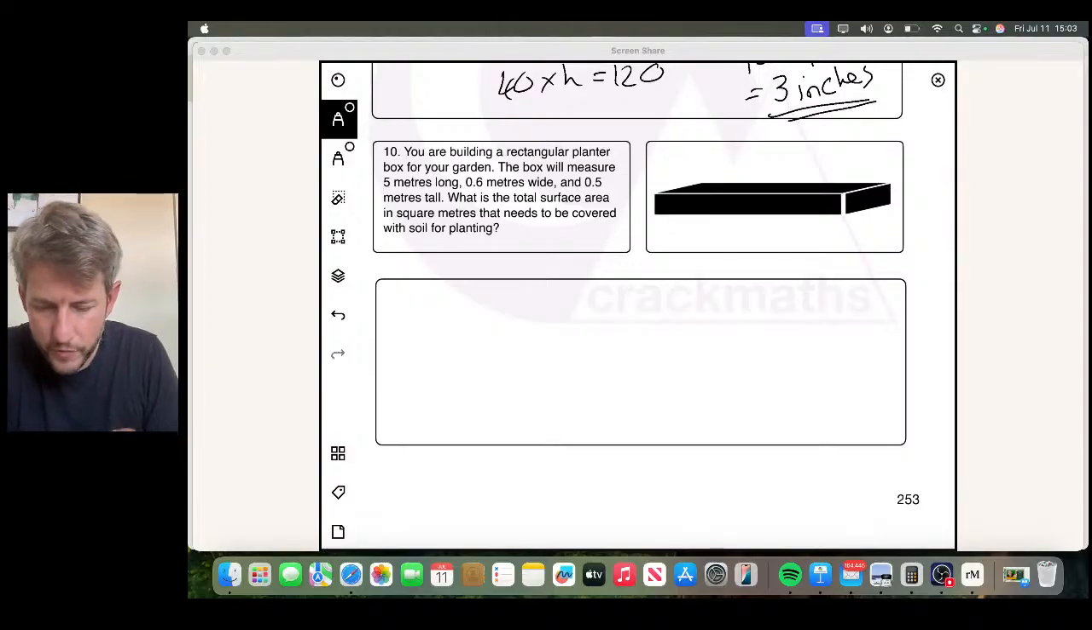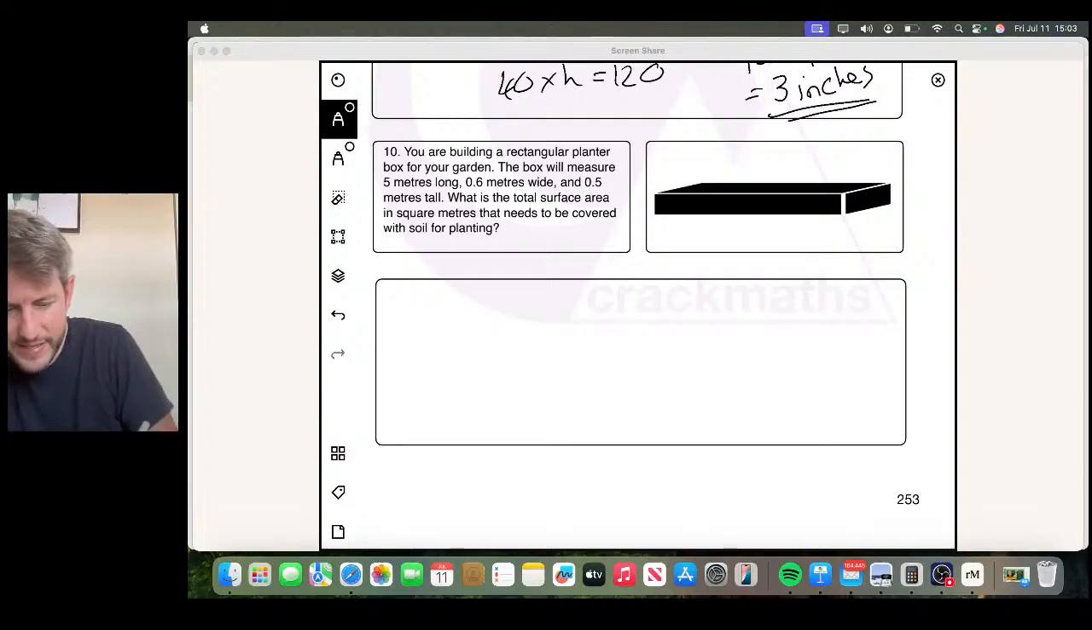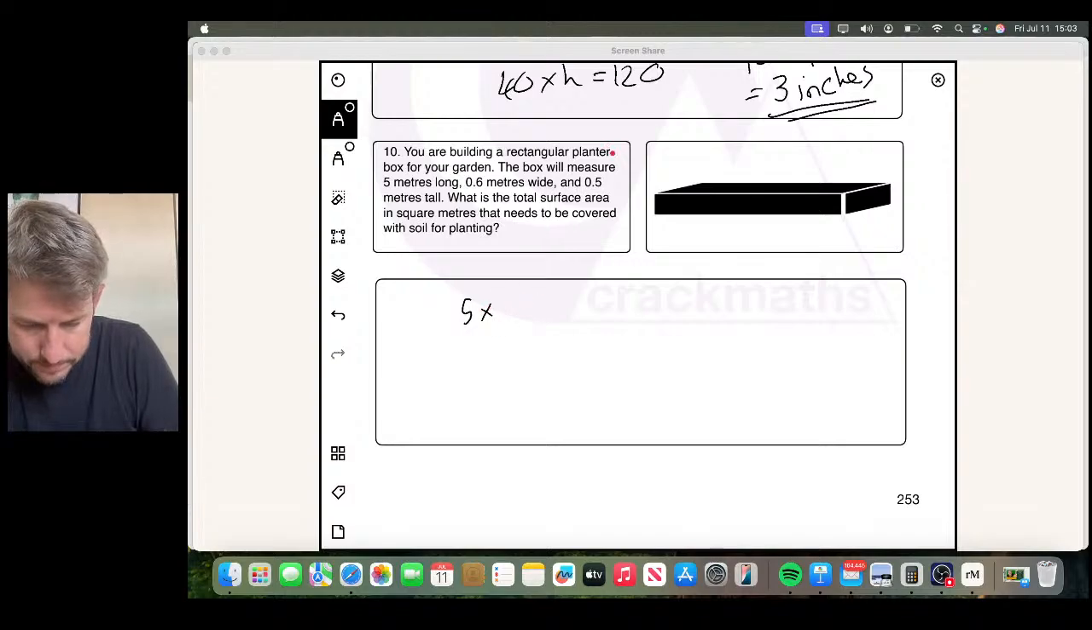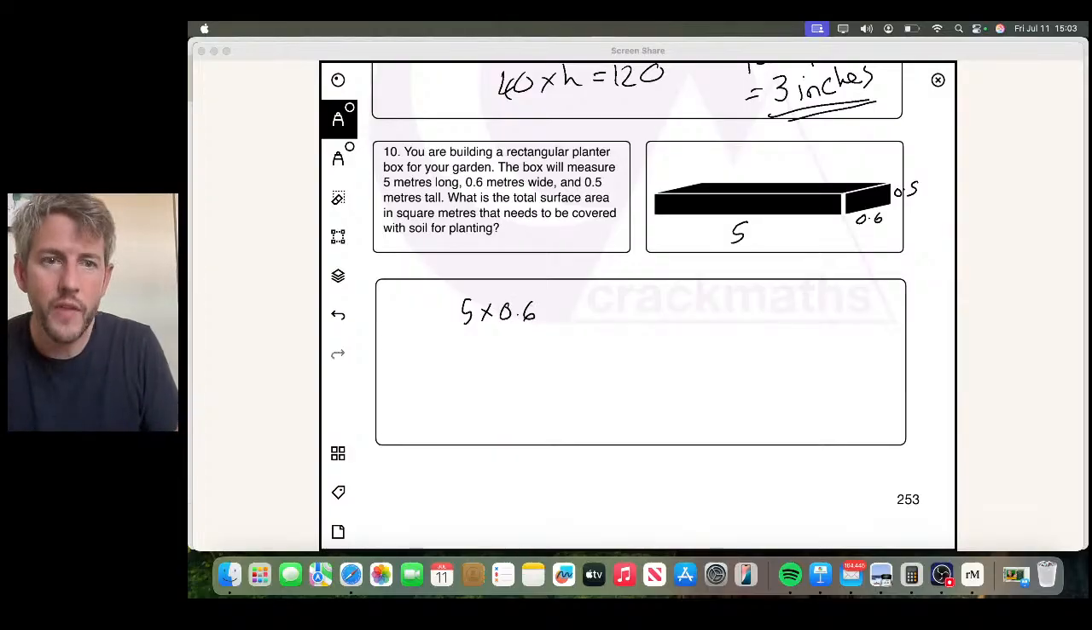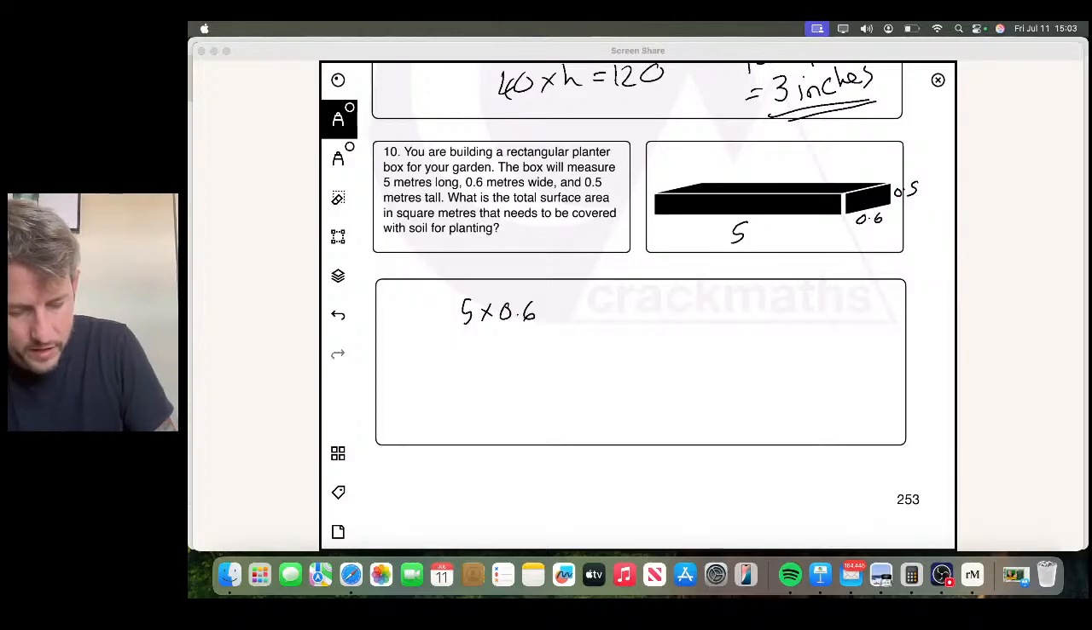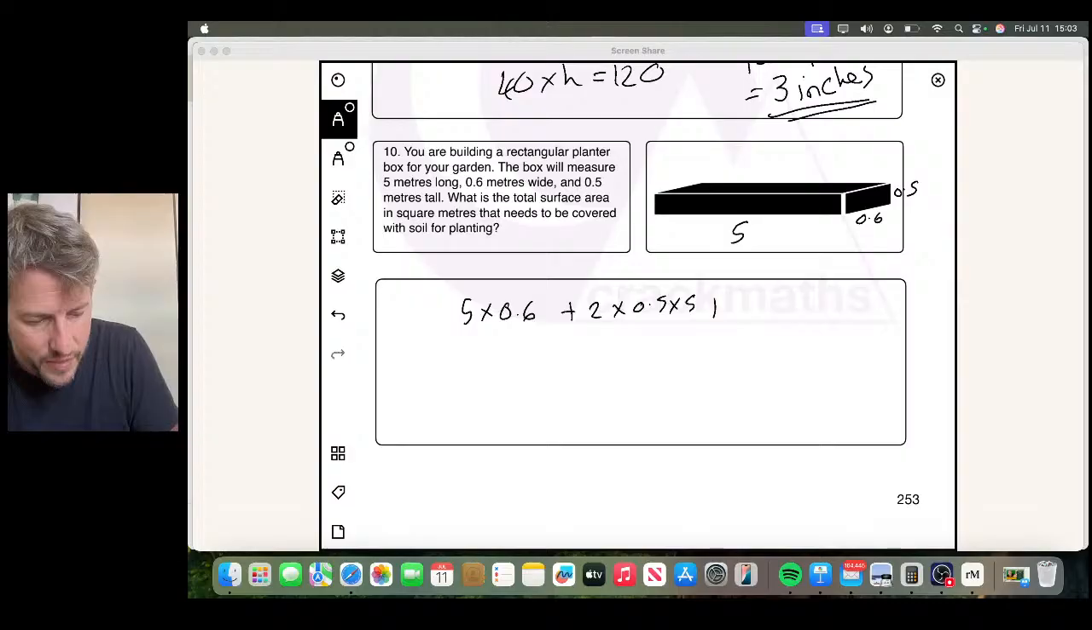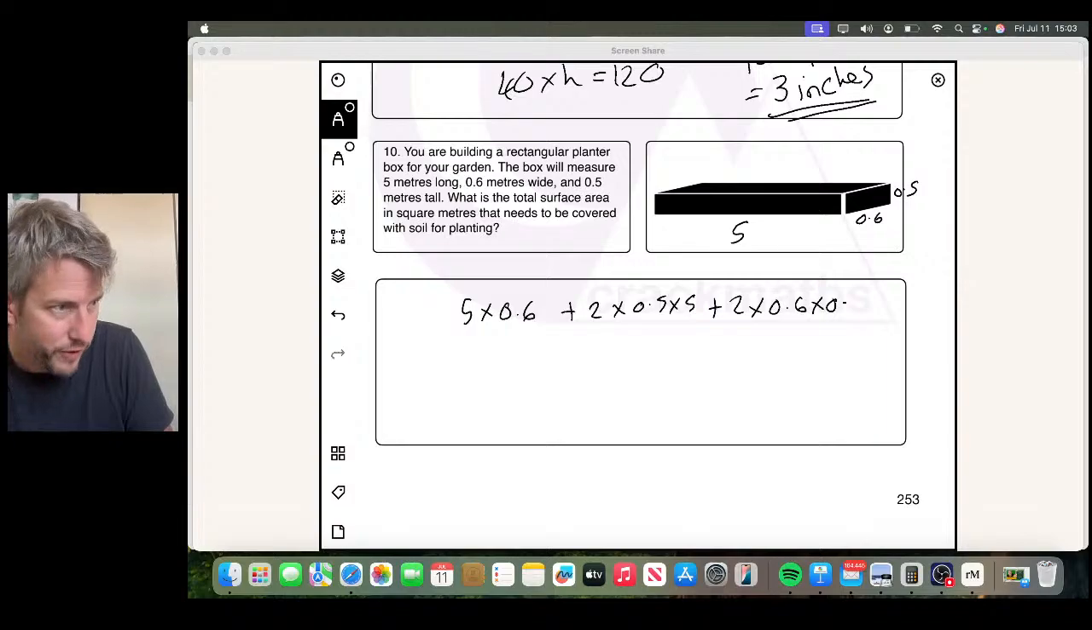Right, so let's have a go at this. It's 5 meters long, 0.6 wide and 0.5 high. So we're going to have one 5 by 0.6, that's one of those. And then we're going to have 2 of the 0.5 by 5, plus 2 of the 0.6 by 0.5s.